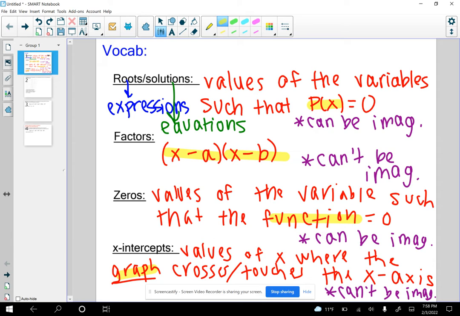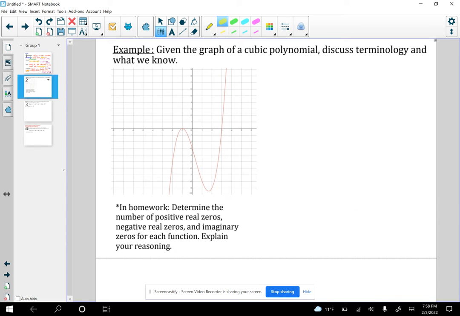Okay, this next example problem we're going to look at here. We are given the graph of a cubic polynomial, discuss terminology and what we know. So right away, in that first sentence, it says it's a cubic polynomial, so that means it's a degree 3 polynomial function. Looking at the graph, it looks like I have x-intercepts at -1 and 3. So let's list that. Again, even though it just touches there at -1, still considered an x-intercept.